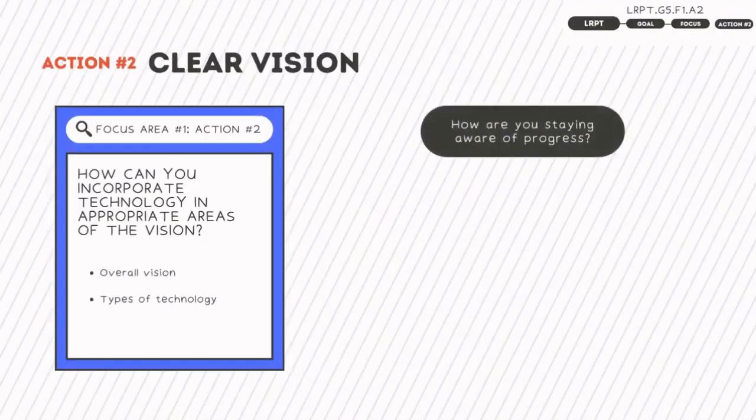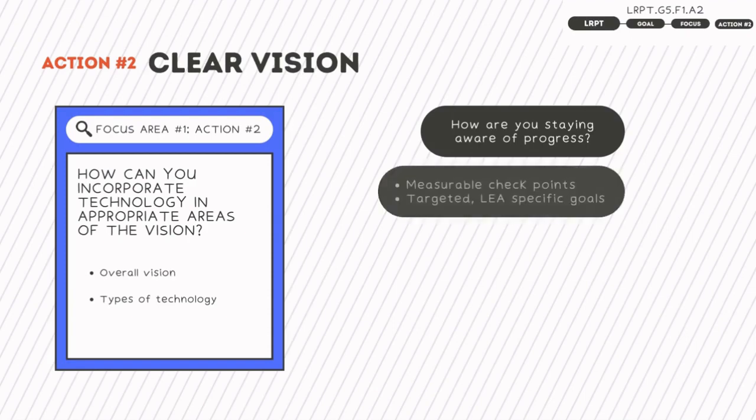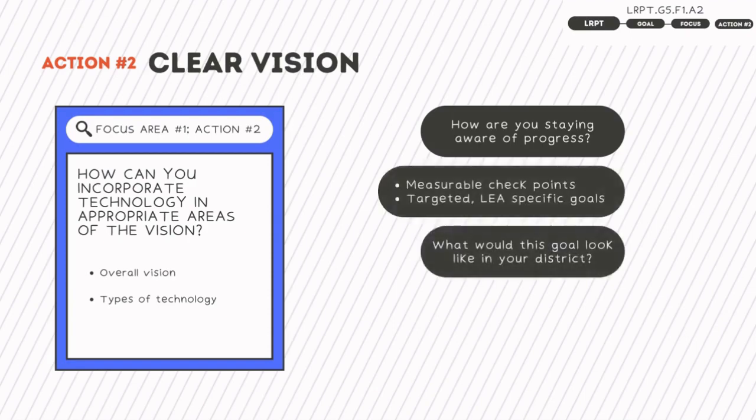Once you have an idea of how you could better incorporate technology, it's important to be aware of the progress. This could look like measurable checkpoints or LEA-specific targeted goals. Remember to ensure stakeholders have ownership during every step of this process. If you aren't already, what would this goal look like in your district?